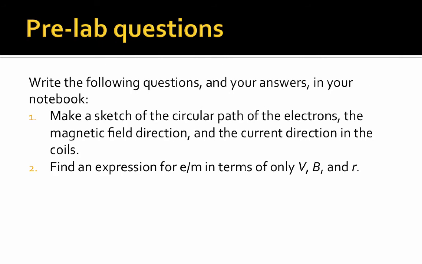Your pre-lab questions are, one, make a sketch of the circular path of the electrons, the magnetic field direction, and the current direction in the coils. And two, find an expression for E over M in terms of just V, B, and R. And that's all.